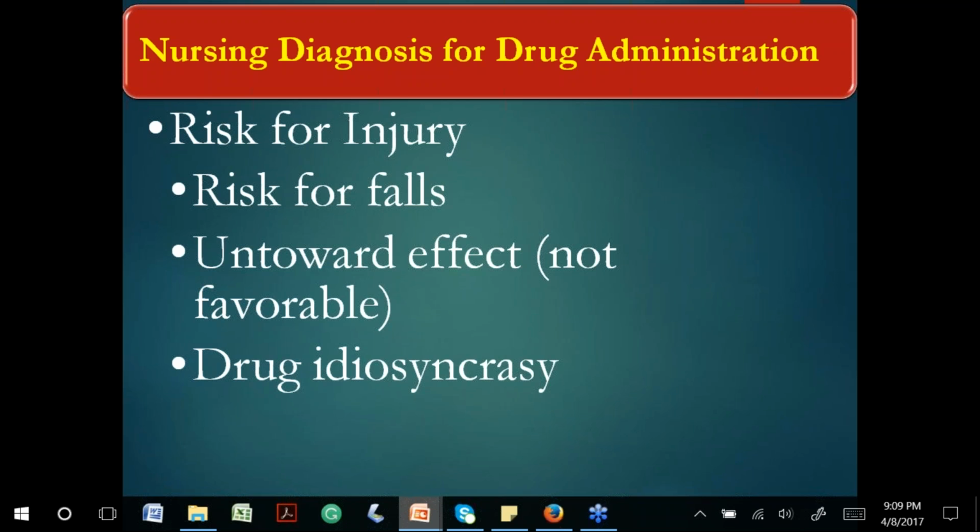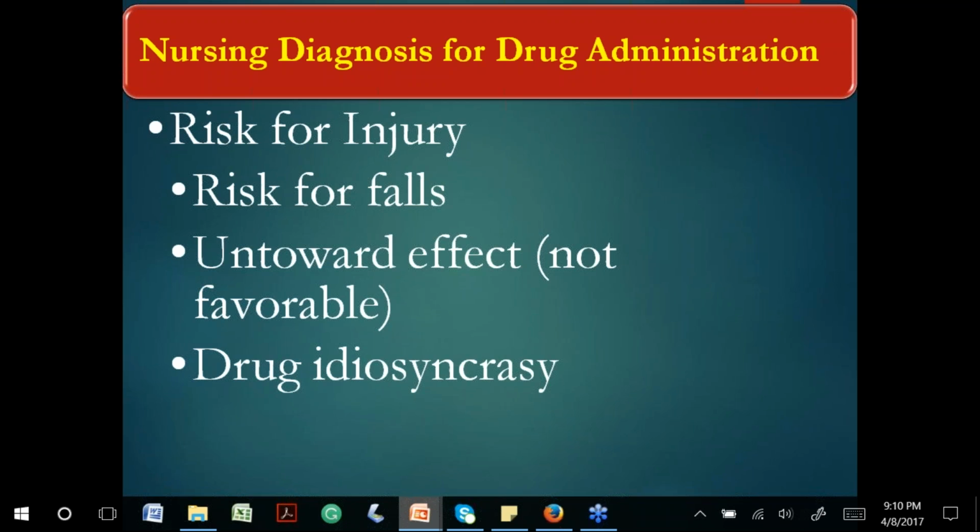Risk for injury that is related to risk for falls. For example, injury. What medication can be related to risk for injury? For example, you have antihistamines. Everybody took antihistamines, and how did you feel? You feel drowsy. You feel sleepiness, right? So if you are going to drive a car, okay, that is a risk for injury, right? Or if you have some machinery to manipulate, that is a risk for injury too.